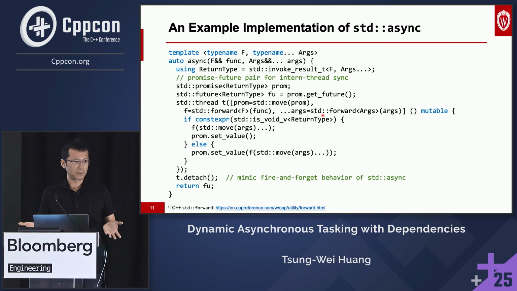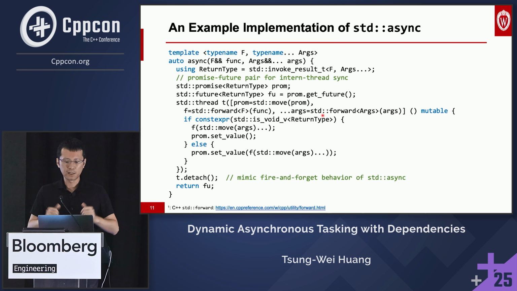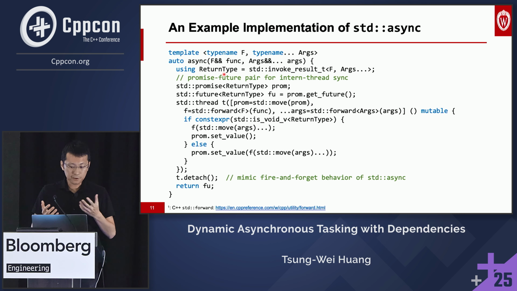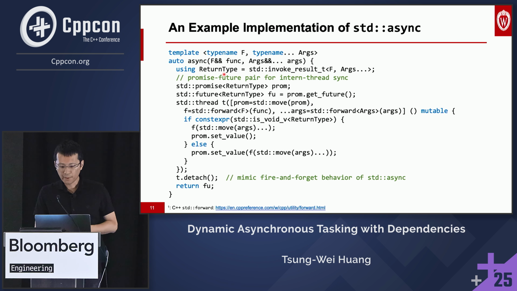This is an example implementation of std::async. It may not necessarily be the optimal implementation, but just an example to showcase how this can be implemented. We have two templates, one on the function type and the other on the argument types. First, we get the return type of the function using the type trait, and then we create a promise-future pair to perform inter-thread synchronization. So the idea behind it is basically: I promise that I will run your function, and in the future you can access the result from the future object I return to you.